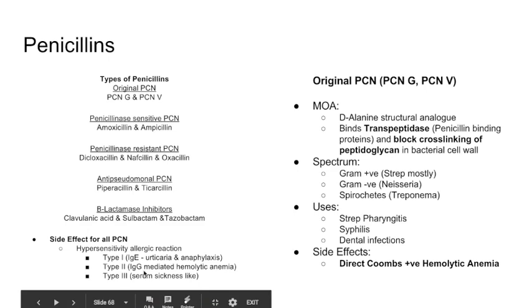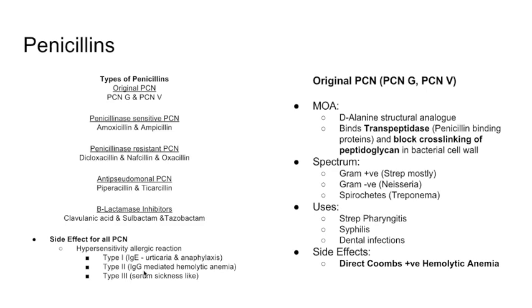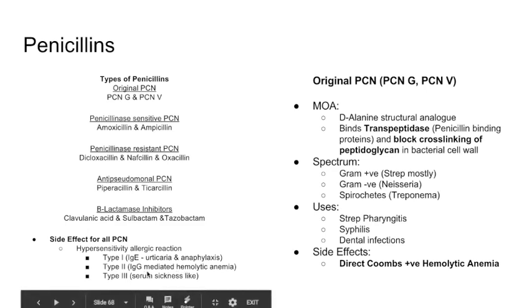Type 2 is actually IgG mediated, and it causes hemolytic anemia. So IgG mediated hemolytic anemia. And type 3 is serum sickness like. The penicillin forms complexes with antibodies, and it kind of accumulates and causes serum sickness like reaction. So 3 types with the most common being type 1. So that's a side note for the side effects of all the penicillins.